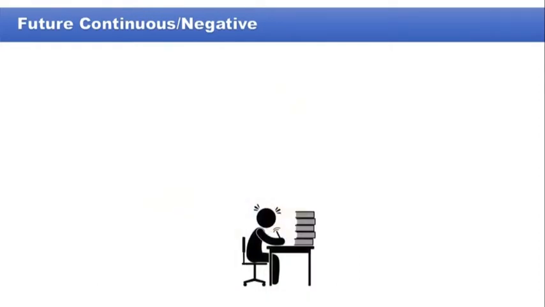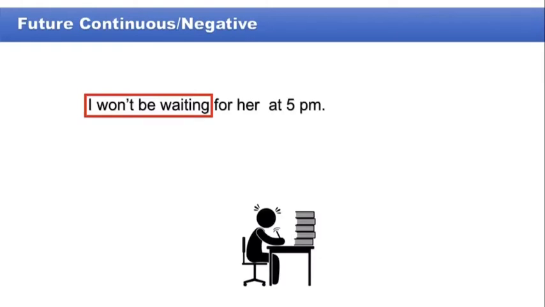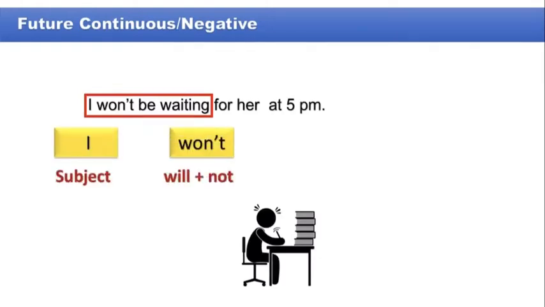Future continuous negative. Sentence 1. I won't be waiting for her at 5 p.m. I is the subject. Won't is will plus not. Be is verb to be. Waiting is verb ing.